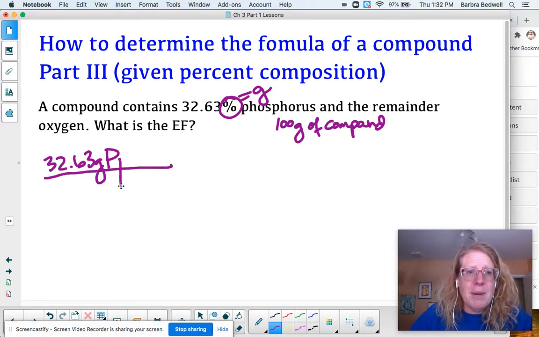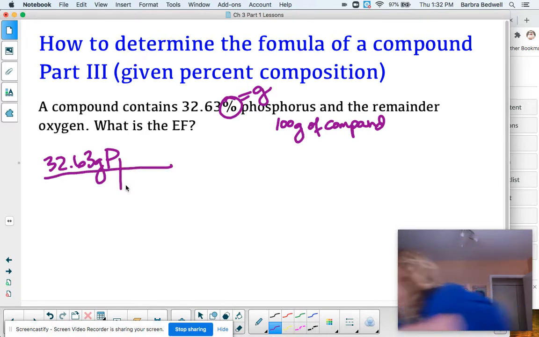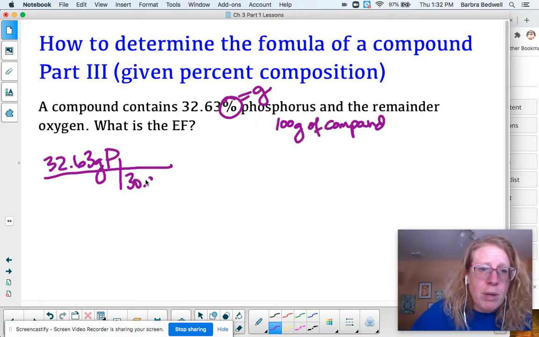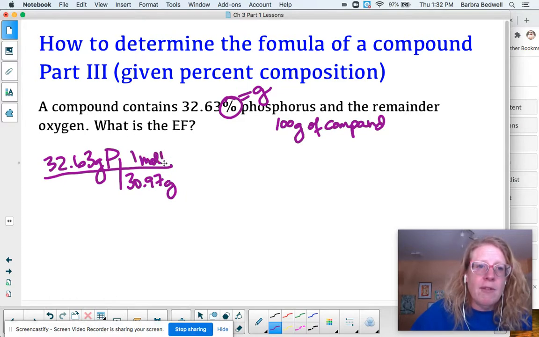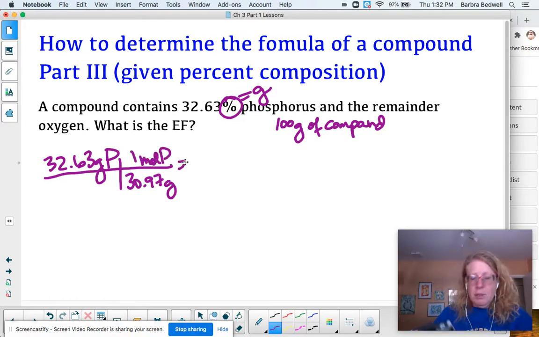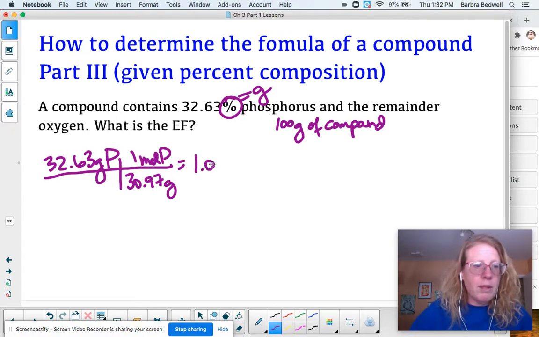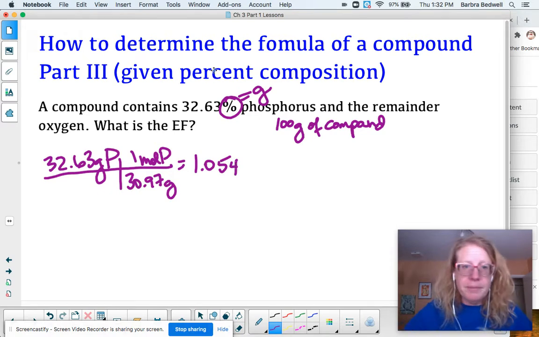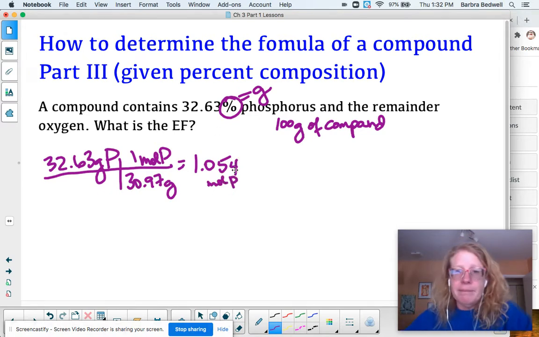I'm going to do my same thing where I do my grams to moles conversion. Phosphorus has a molar mass of 30.97 grams per 1 mole of phosphorus. So I can figure that out. 32.63 divided by 30.97 is 1.054-ish, something like that, moles of phosphorus. Okay, great.